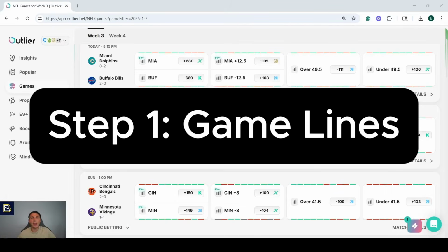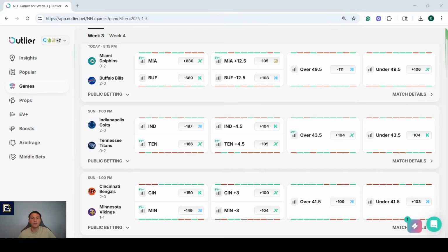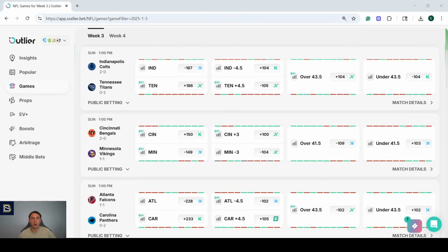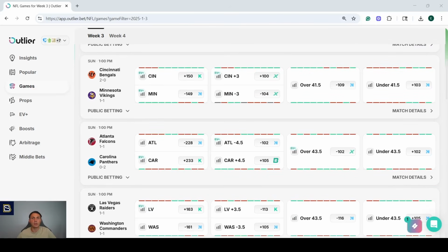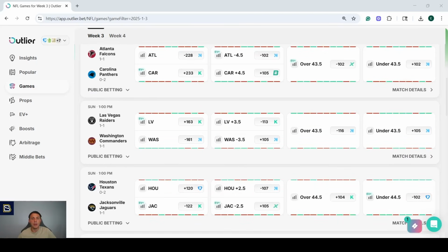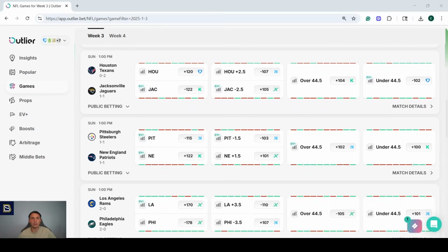I always start my NFL touchdown research by looking at Outlier's game line tab. The NFL has highly efficient markets for game lines like spreads and totals, and games with higher totals mean that the market is expecting there to be more scoring in those games. That being said, while those games are great targets, games with lower totals are also good targets because since the market is expecting fewer points scored in the game, there's going to be better odds on players to end up scoring a touchdown.